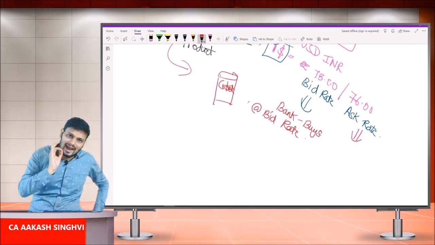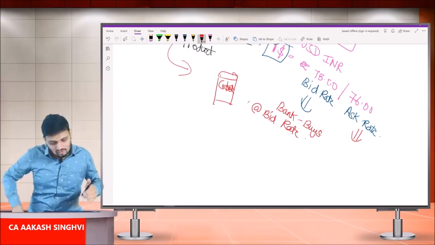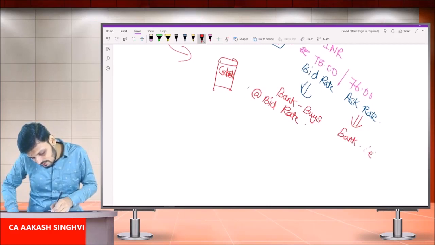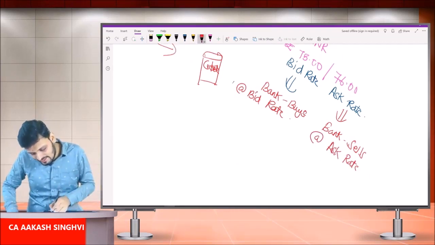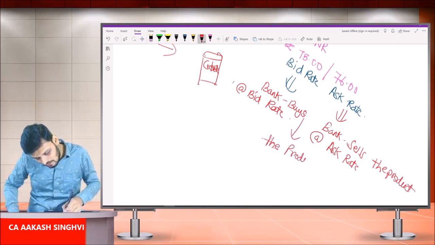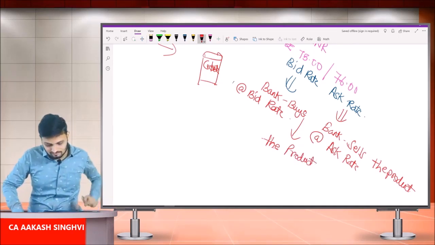Obviously, I'll try to sell it at higher than 75. I bought it at 75 rupees. I will be selling it at a higher rate. So the ask rate is nothing but the bank sells at the ask rate. In fact, I can also add here, bank sells the product. Here it will come, bank buys the product. Done. So bank buys the product, bank sells the product.